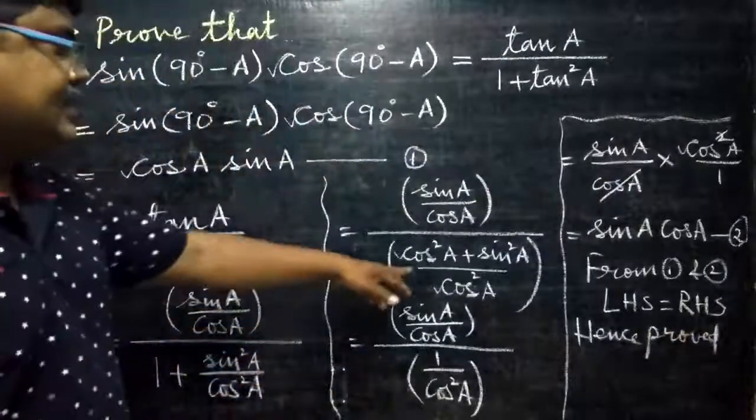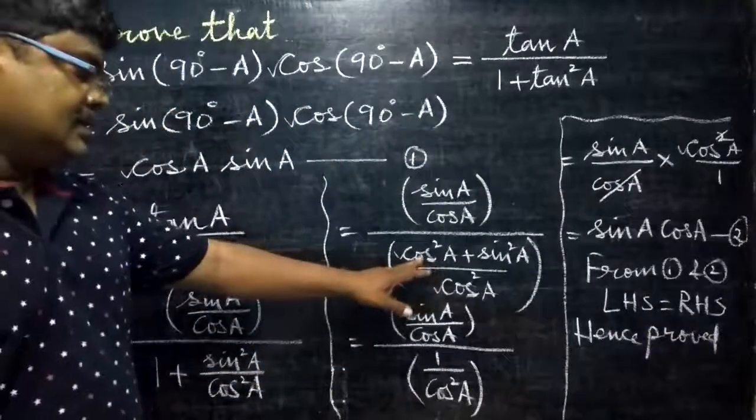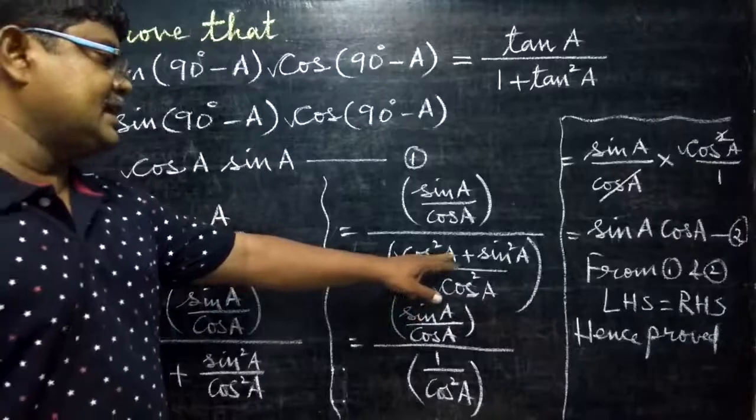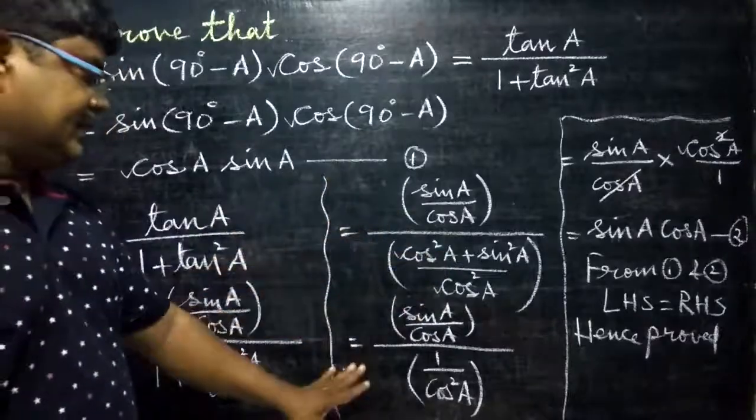And here you have to mention the formula compulsorily. What formula? Cos square theta plus sin square theta is equal to 1. That identity you have to write here.